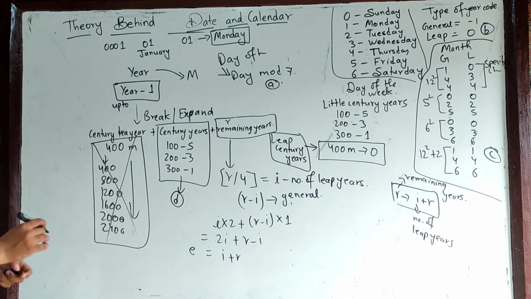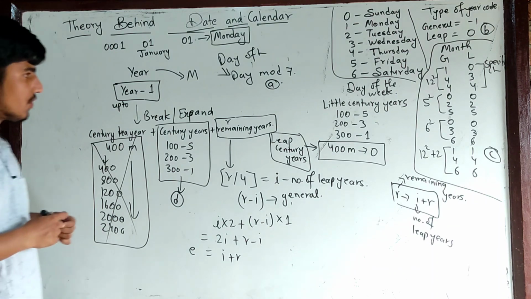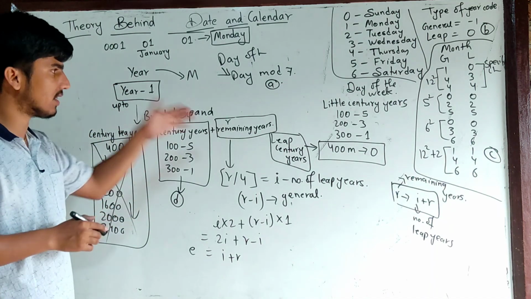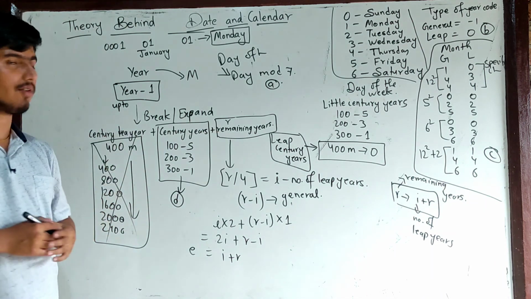This is our theory behind the date and calendar. And if you want to revise the trick, then please go to part 1. The whole trick is there, and this was the theory behind it.